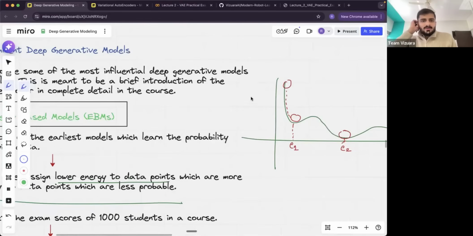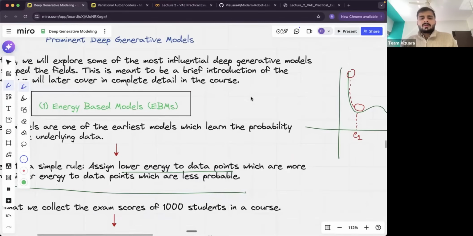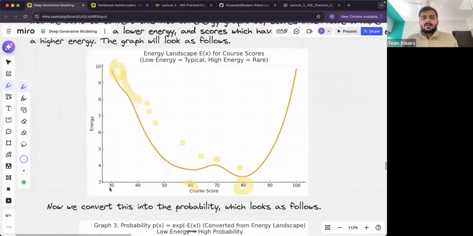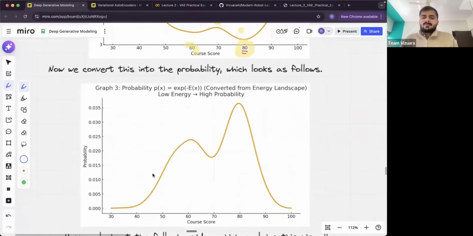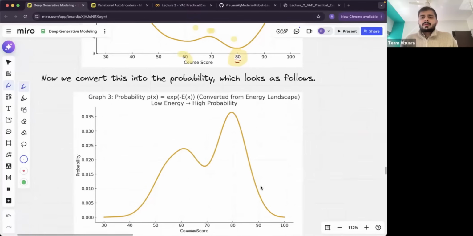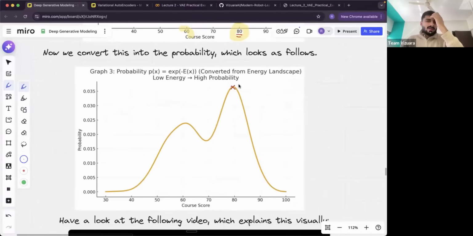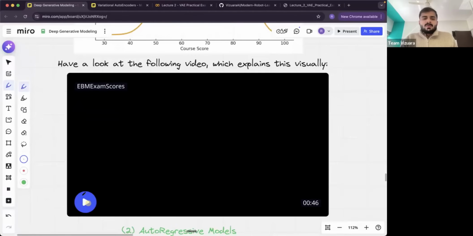A similar analogy is used in these energy-based models. Here, if you look at the energy for the different scores which the students have obtained, you can see that for the score 80, the energy is the minimum. And that's why the probability for this point has to be the maximum. So this is the probability curve. 80 corresponds to a very high probability. That's the only logic which energy-based models use. We will again understand this visually through this visual animation.